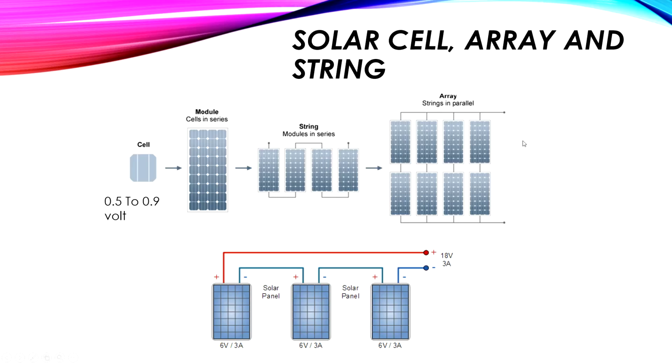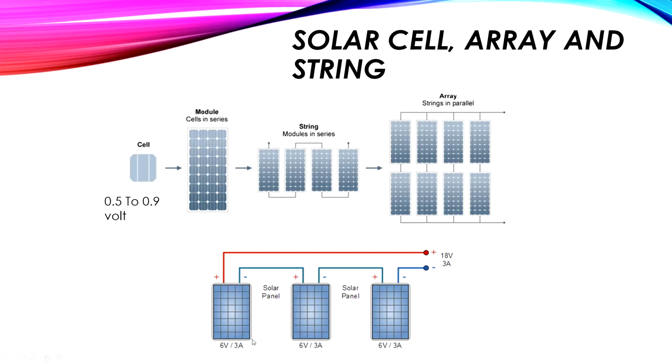in parallel. So this one is a string consisting of two modules. This one is a module, this one is a module, this one is a module. Two modules in series form one string. Now all of these strings are in parallel, forming an array. The string does not have a specific number, at least two modules in series, or one module in series. The module consists of a group of cells.